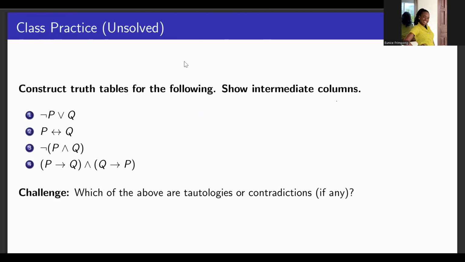That's an example for you to practice. Construct truth tables for the following. Show intermediate columns. So you go through it step by step. Identify which of them are tautologies and which of them are contradictions. I'll do the first one with you and then you do the rest on your own. So you have to do it step by step, okay.